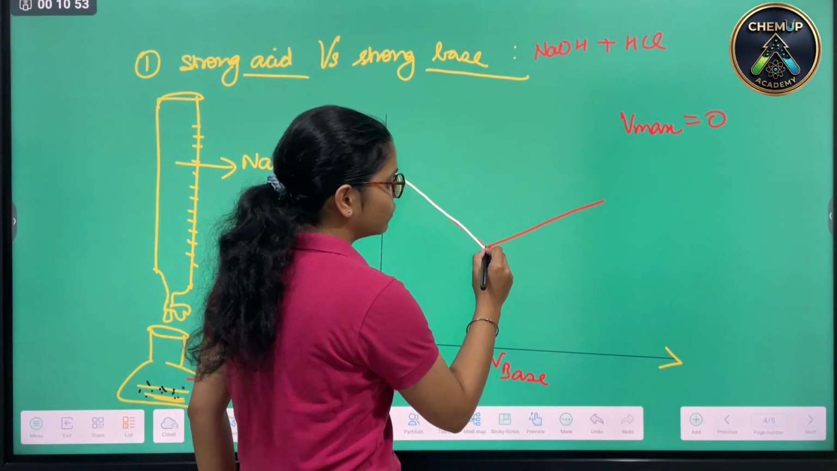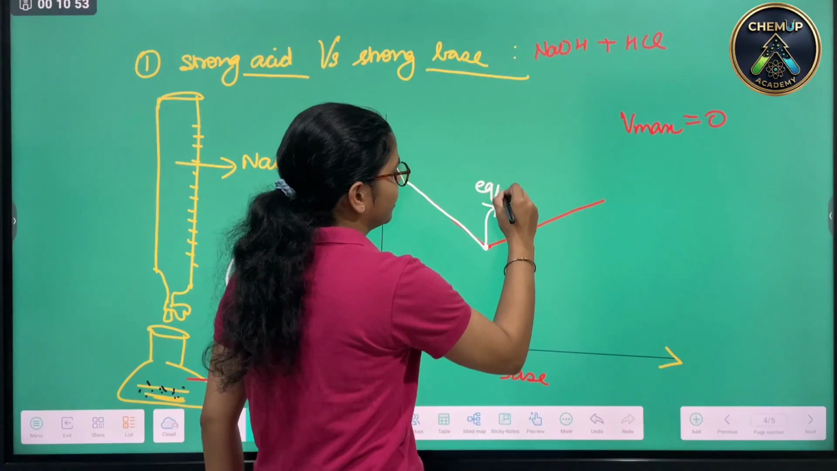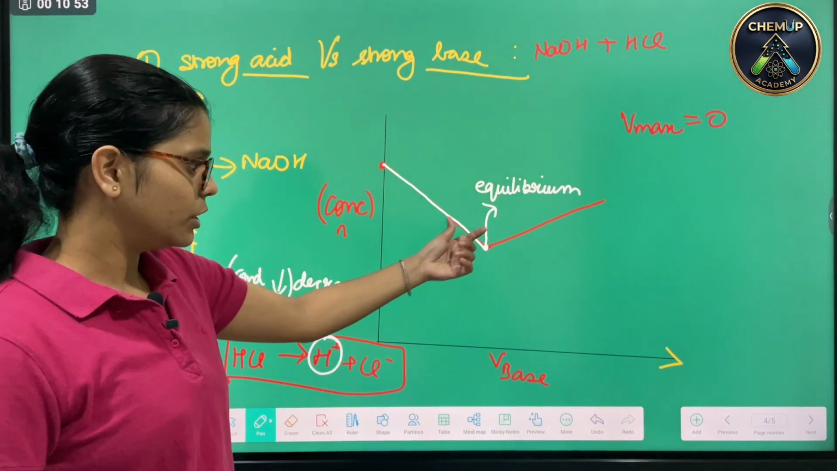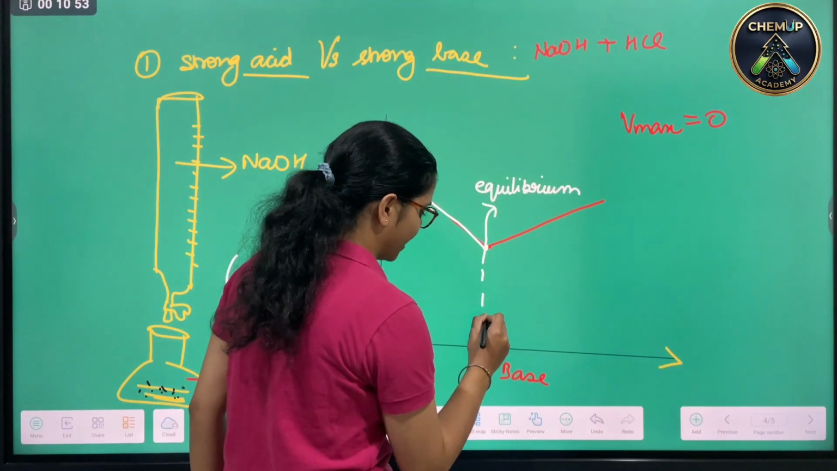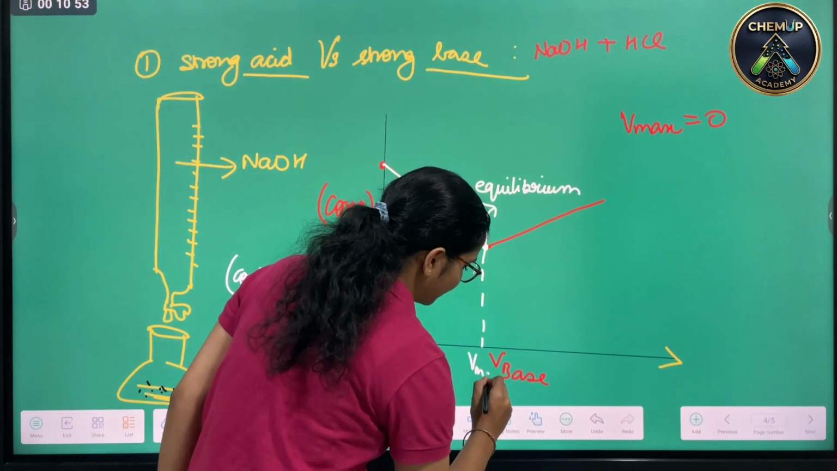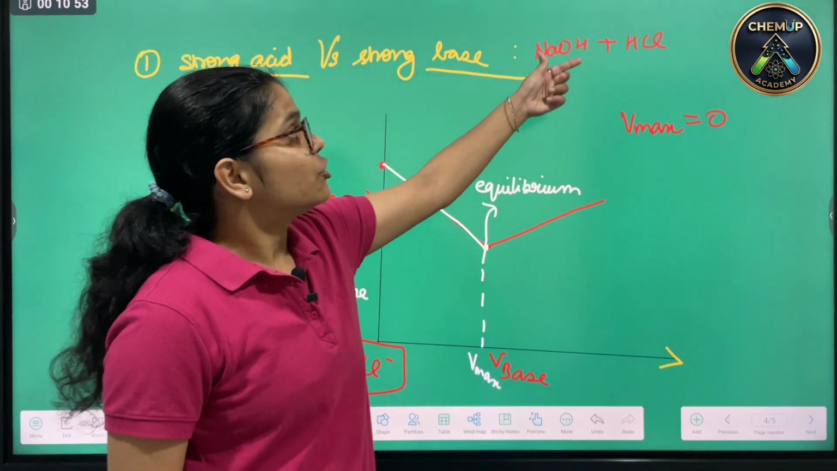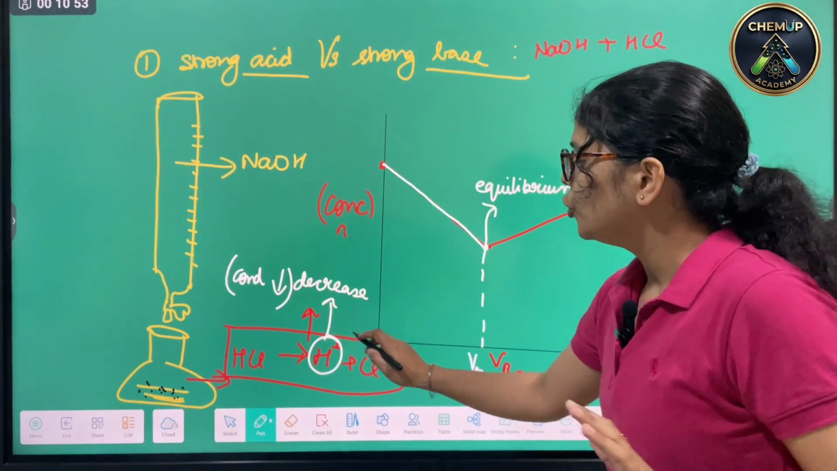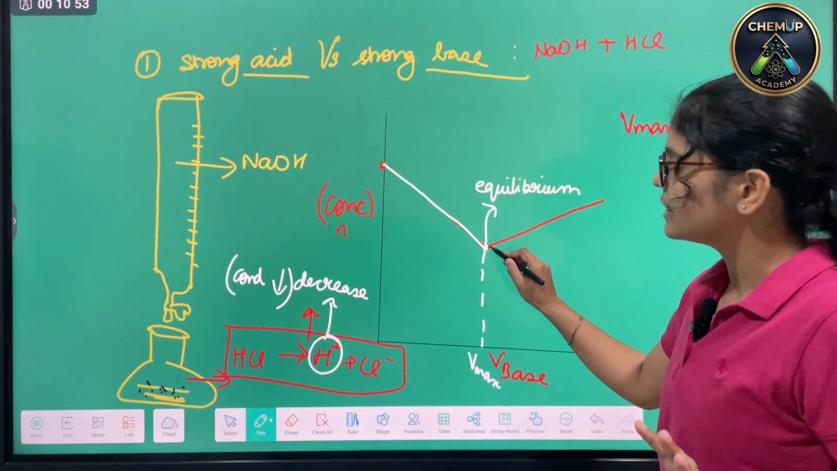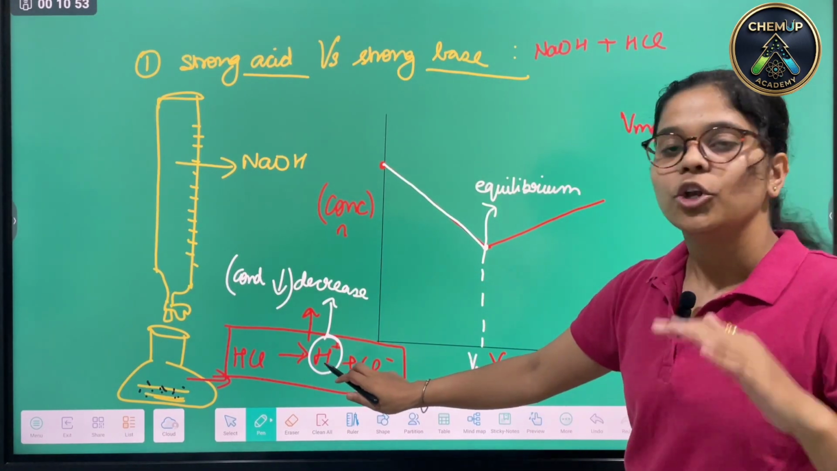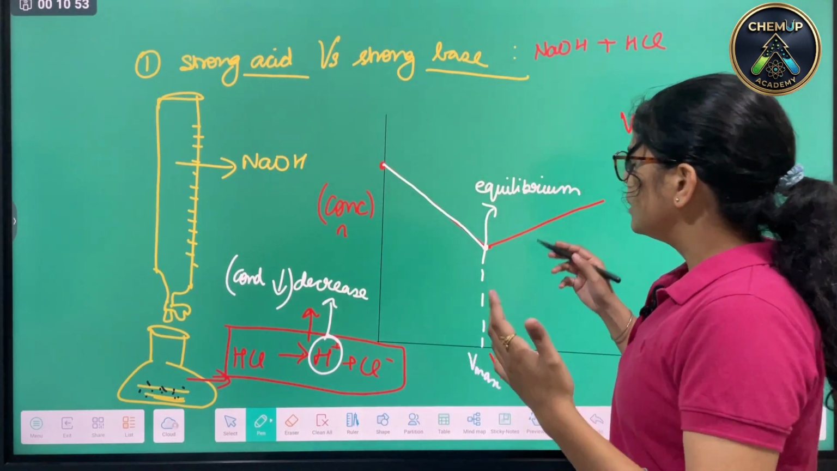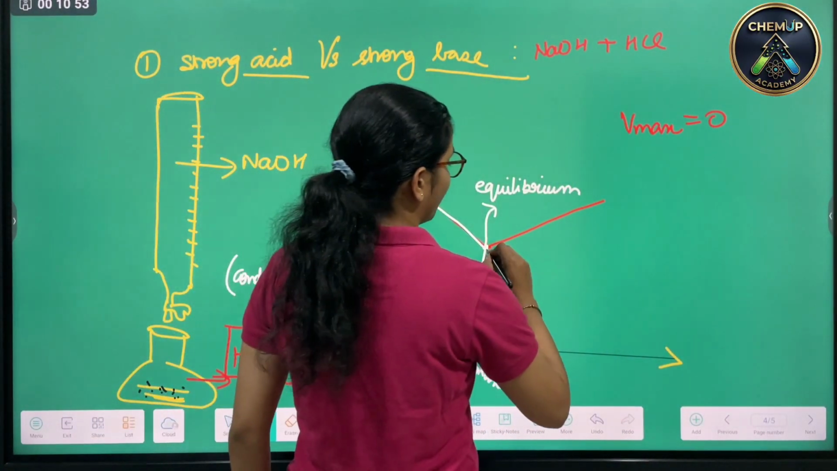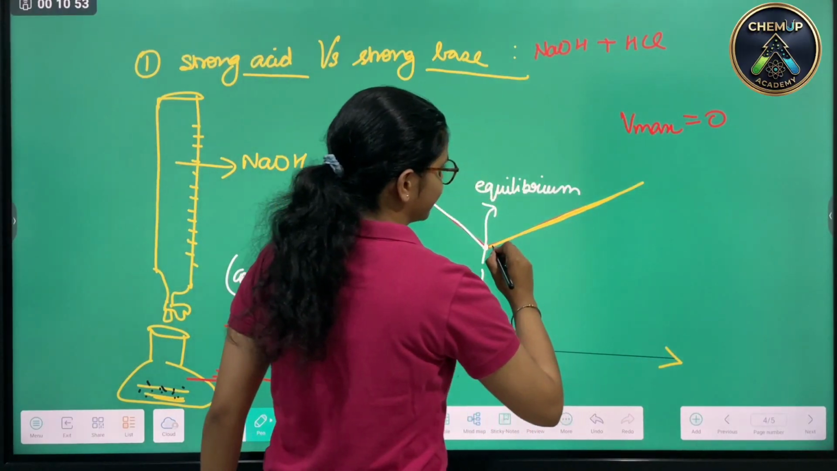Now we have reached the point of equilibrium. Once we have reached this point of equilibrium, we can say that this shall be our Vmax, where H ions and OH ions have completely diminished, meaning no H ion is present. Therefore, we can say that this point is equilibrium where no H ions are present. Now, why is this line increasing like this?